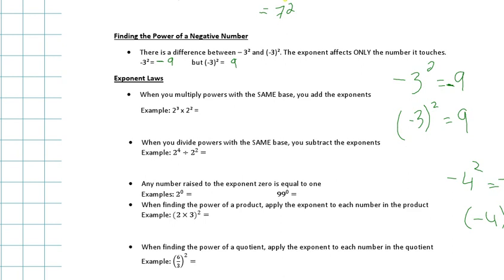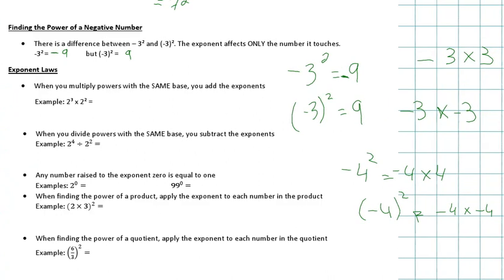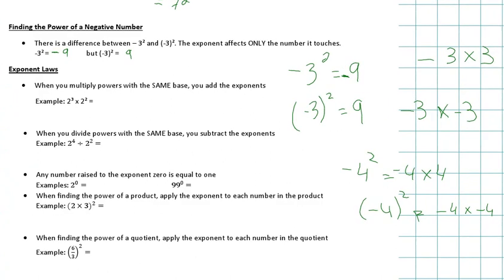Let's look at the next one. Perfect, thank you. So we're going to move to the exponent law. The exponent law, if you're looking at this question right here, so I have 2 to the power of 3 times 2 to the power of 2. Okay? What does 2 to the power of 3 mean?